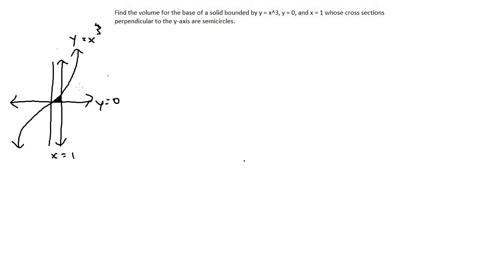If I zoom in and make it a little bit bigger, it kind of looks like a right triangle, almost. The problem is saying that each cross-section perpendicular to the y-axis, so if this is the y-axis here, is going to be a semicircle, kind of like this. We're going to name the base of the semicircle S, the cross-sectional base.